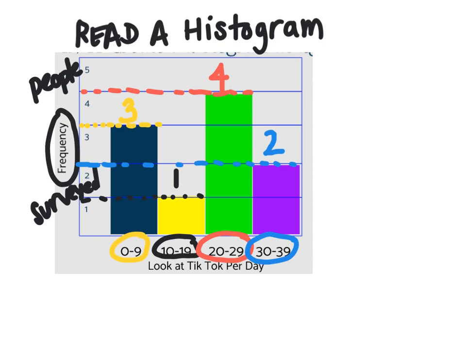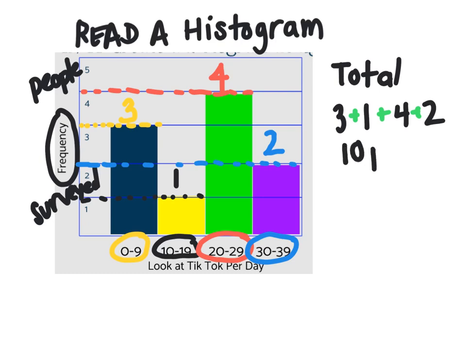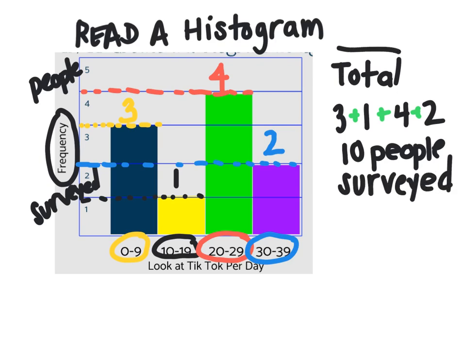If you are looking for the total amount surveyed, what you need to do is take all of these numbers, 3, 1, 4, and 2, and what we need to do with these is add them up. So go ahead and do that very quickly. That would be 3 plus 1 is 4, 4 plus 4 is 8, and 8 plus 2 is 10. So there were 10 people surveyed. So that is how you find the total.